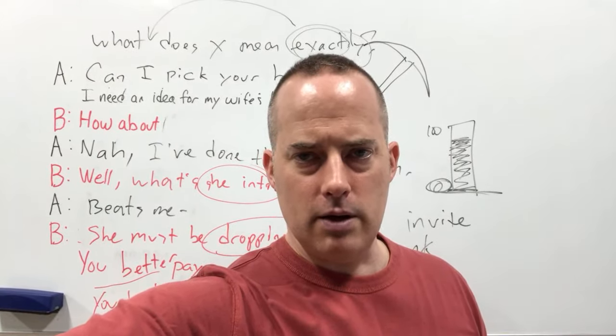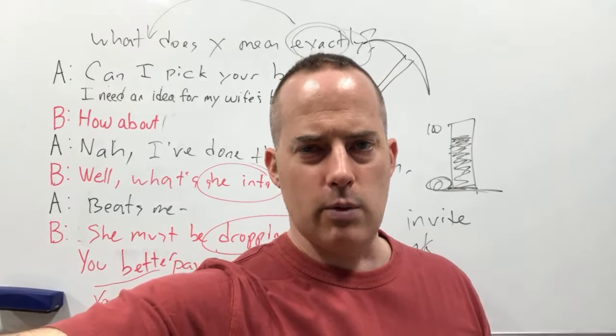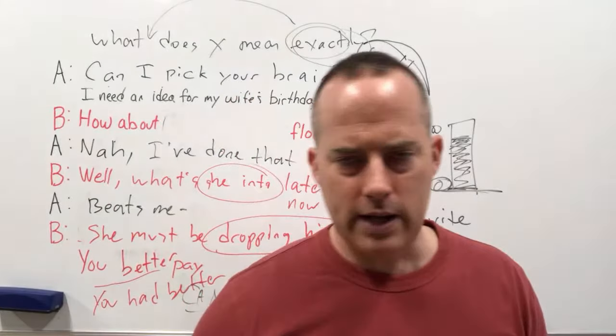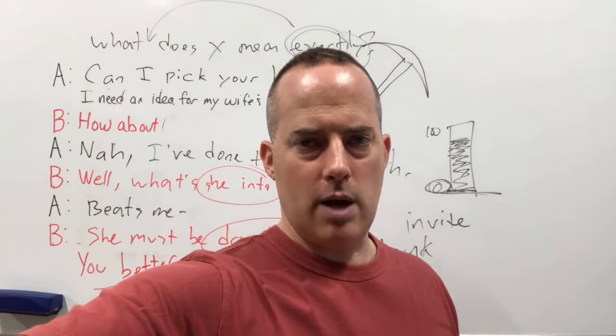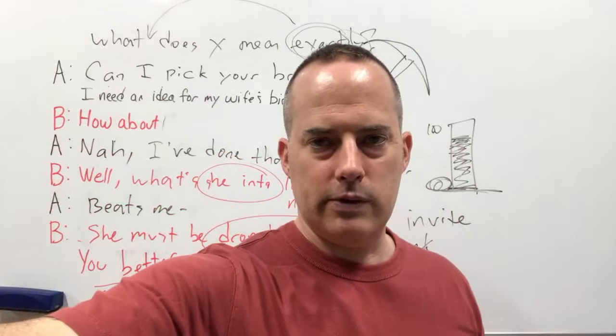To drop a hint on or over or about, what is the correct preposition? Yeah, well, I think I mentioned or answered this question already, but you might drop a hint about something. Typically we would say that.